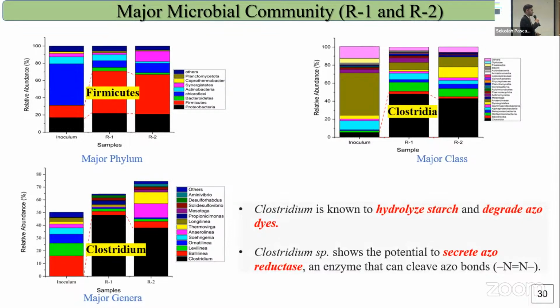It is because of its nature to persist in a toxic environment and achieve such results. From the results, we could conclude that Clostridium is the major genus, and it is known for hydrolyzing starch and also degrading azo dyes through the potential secretion of the azoreductase enzyme.